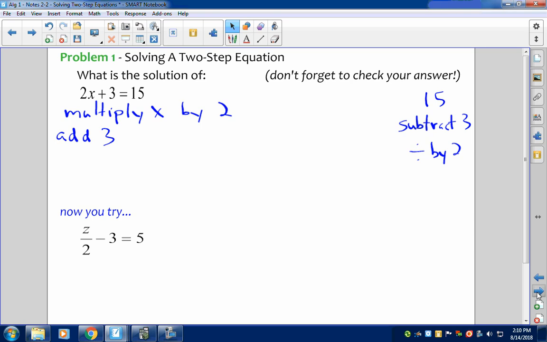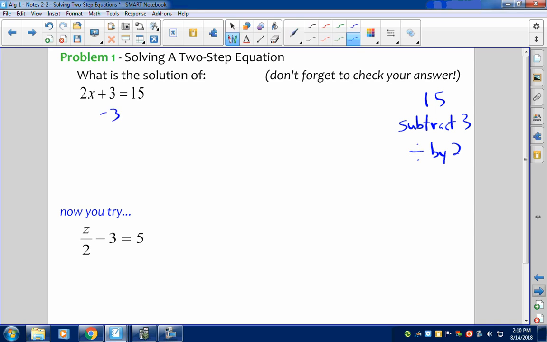Later on, this is called deductive reasoning, and we're going to write down the reasons here. So just keeping that in mind, subtract 3 from each side. That's what we did first, right? Subtract 3, so we have 2x equals 12. And then the next step was divide by 2. So take 2x divided by 2, take 12, divide it by 2, and we get x equals 6.